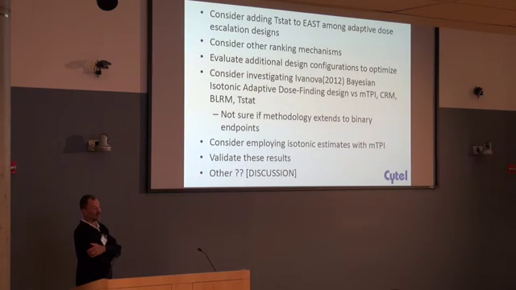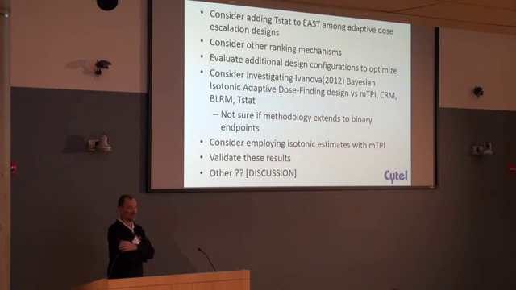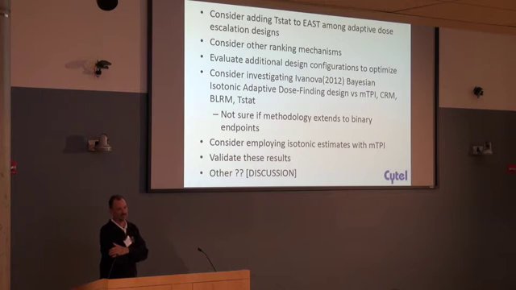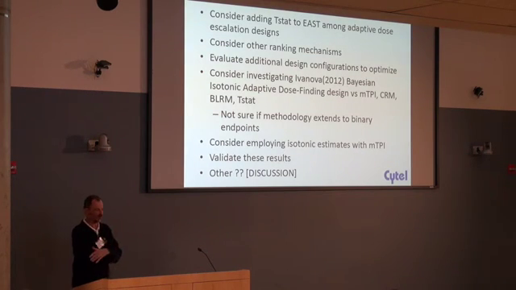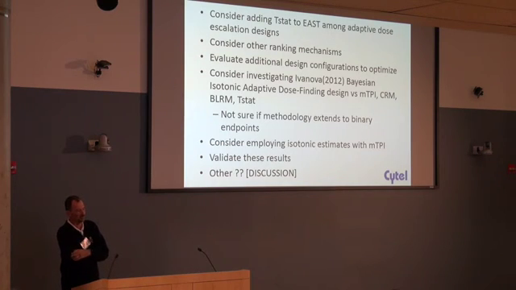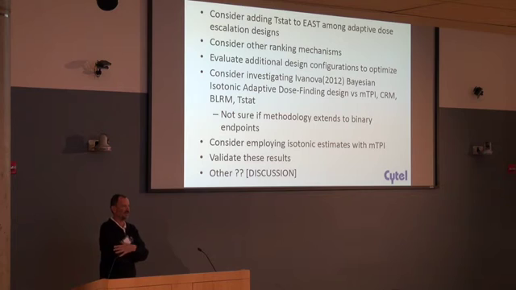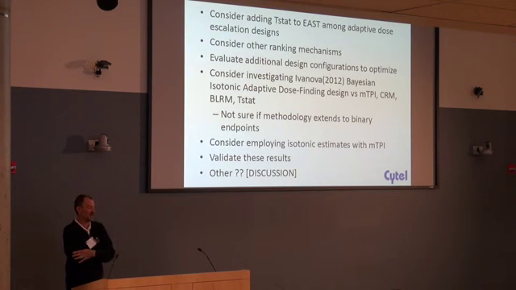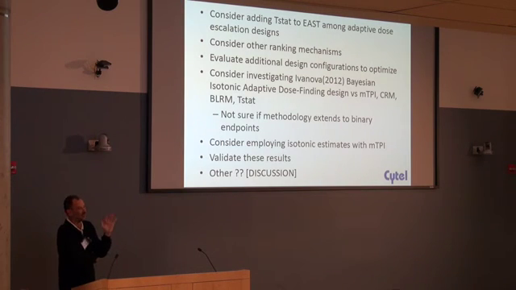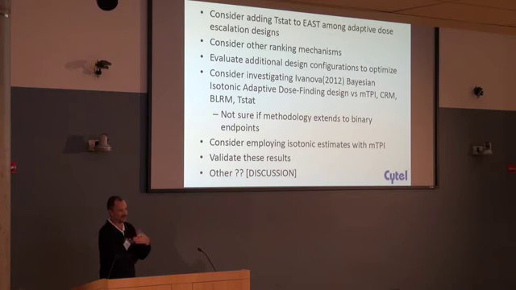So the next steps are, I'm lobbying within Cytel to add T-statistic to East, and I think it's on the list over the next couple of years. You could consider other ranking mechanisms to decide on ordering the performance characteristics of these designs. And you could evaluate additional design configurations to optimize. Because I don't have much experience with BLRM and CRM or mTPI, so I just did a little bit of reading and picked a few cases that made sense to me based on what I read. So I'm happy if anyone wants to collaborate to try and optimize the other designs to see how they perform.